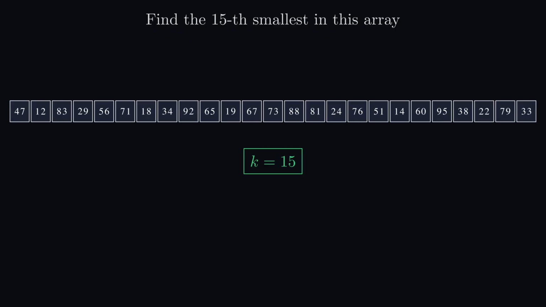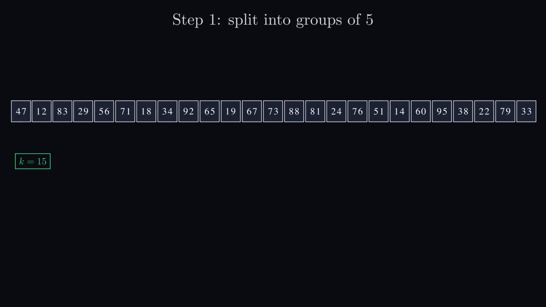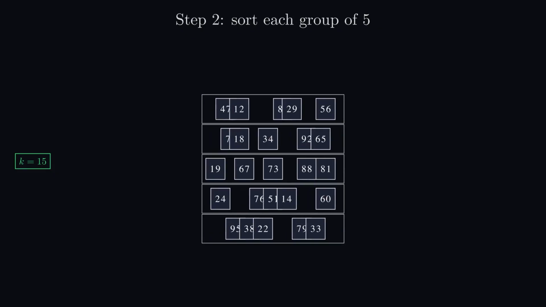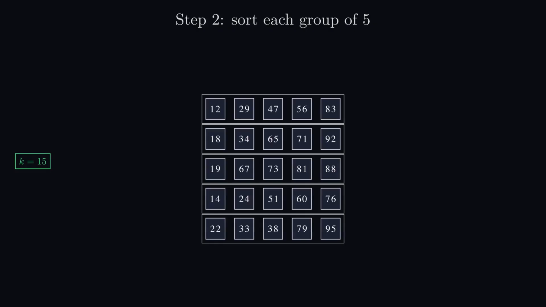That is exactly what the median of medians algorithm gives us. To see how, suppose we want to find the 15th smallest of these 25 numbers. The first step is to split the array into groups of 5. With 25 elements, we get 5 groups. Next, we sort each group in non-decreasing order. Since each group has only 5 elements, sorting one group takes constant time, and sorting all groups takes big O of n time in total.